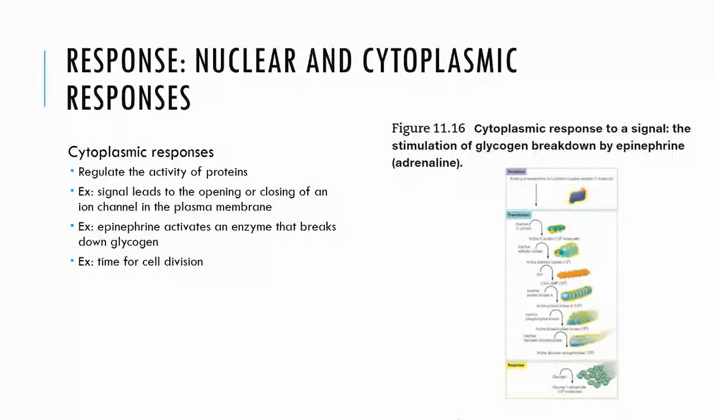Next, let's look at some cytoplasmic responses. These will regulate the activity of the proteins that have already been transcribed and translated. One example would be that the signal leads to the opening or closing of an ion channel in the plasma membrane. Another example would be that epinephrine activates an enzyme that breaks down glycogen into glucose so that it can be used. And a final example of a cytoplasmic response would be time to divide in cell division, which is what we're looking at next after this. Not in this video, in a separate video. That would be too much.